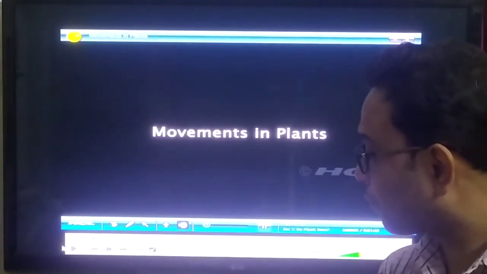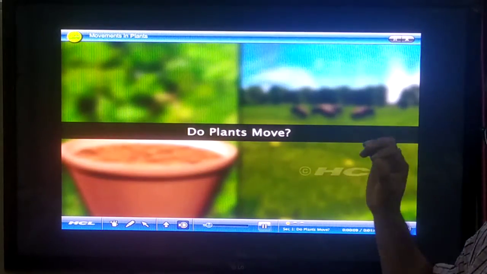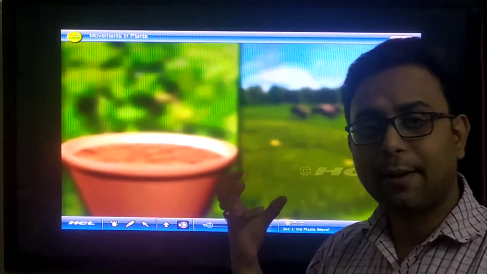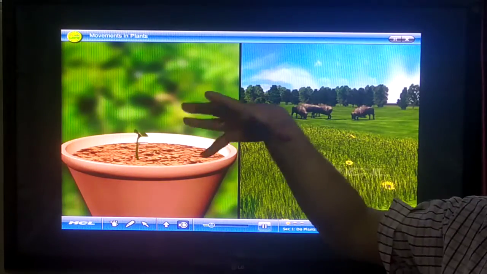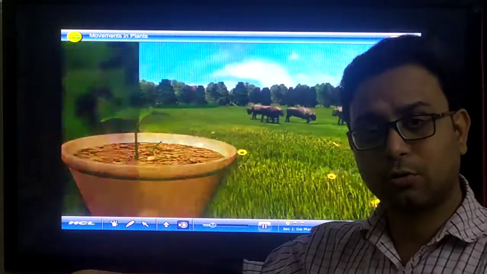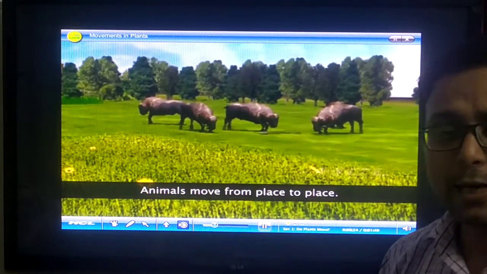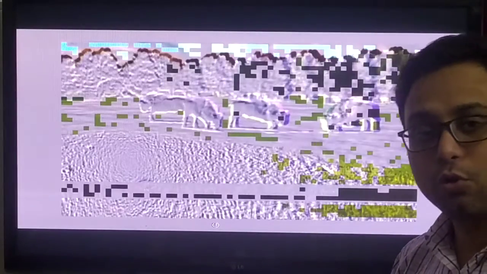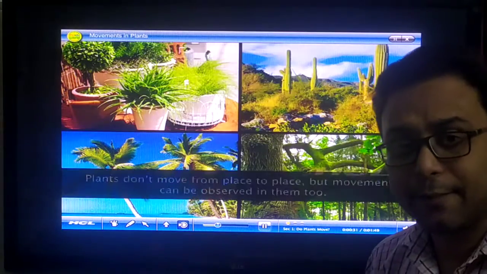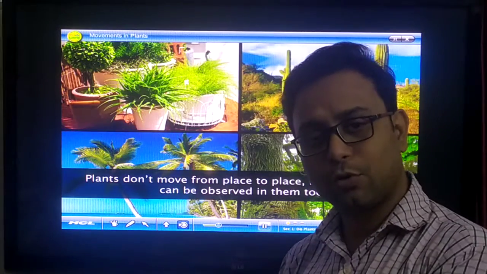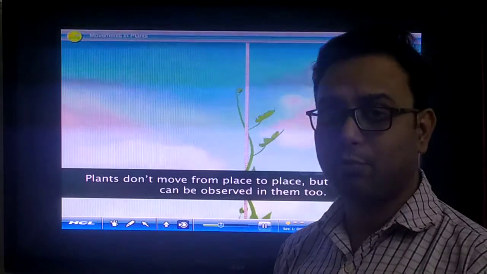So now we discuss the movement in plants. Some plants, like some algae, like Chlamydomonas, like Volvox, can move, right? They can locomote also. The animals move from place to place, so it is called locomotion. Plants generally cannot locomote. Lower groups of plants can locomote, like algae, like Chlamydomonas. This is called tactic movement.